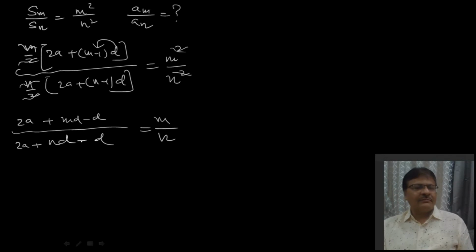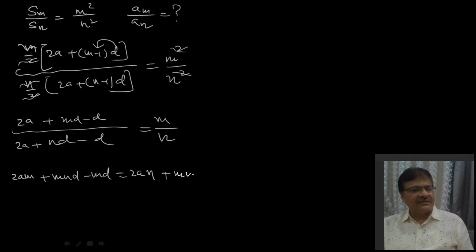Now write the remaining things, whatever. 2a plus md minus d. I can multiply this d inside. Yes, no? Now what is that? 2a plus nd minus d. So that is equal to m by n. Now cross multiply. Then twice am plus mnd minus md equal to twice an plus mnd minus nd. Yes guys, mnd cancel. So twice am minus twice an equal to md minus nd.